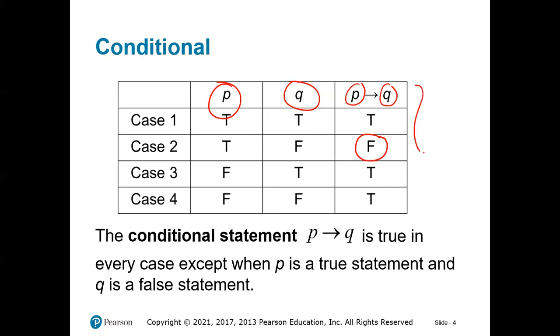So this is now the truth table of the conditional. Add this truth table to the truth tables of the negation, the conjunction and disjunction. And again, I've said this I don't know how many times now, but those basic truth tables are non-negotiable. You really need to know them.